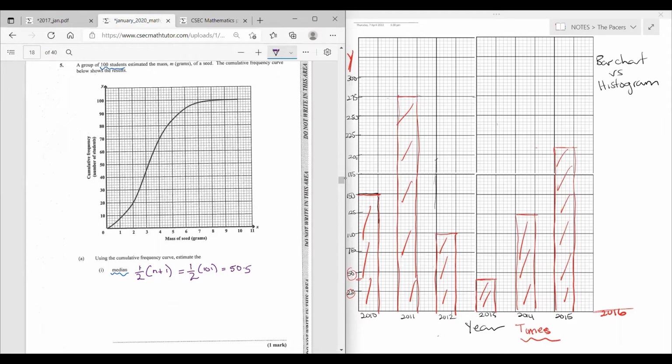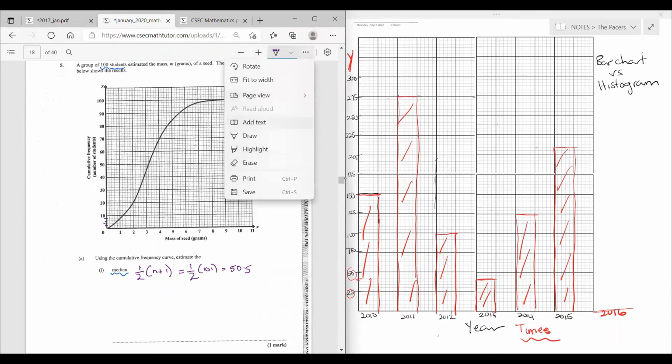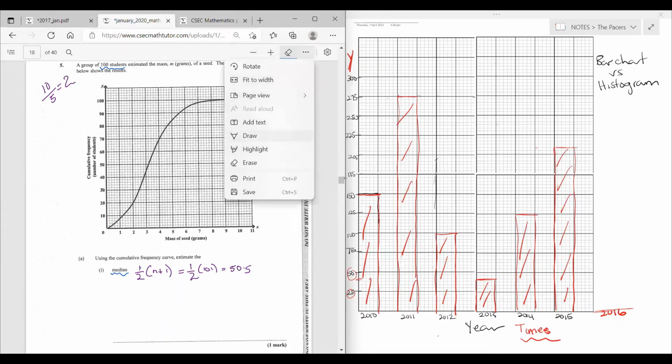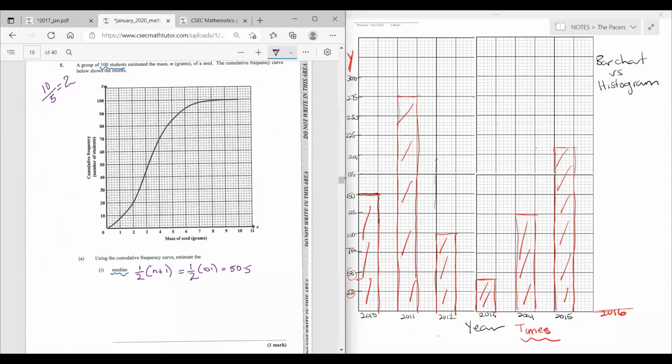So if we do, who can tell me what is the size of each small block within our 1 centimeter? What is the size of this? Each small block will be how much? Two. 2, so we say it's increasing by 10, so we say 10 divided by 5 is 2. So every small block is 2, so we know how to count our stuff now. So 50.5 will be very, very close to 50 because 1 block is 2, so that means it's almost on 50, right? So we just go on our 50.